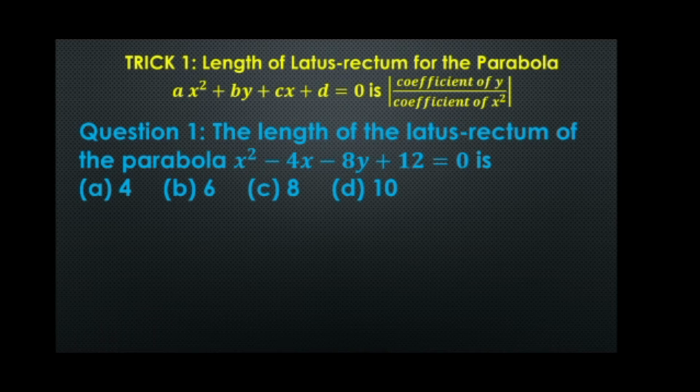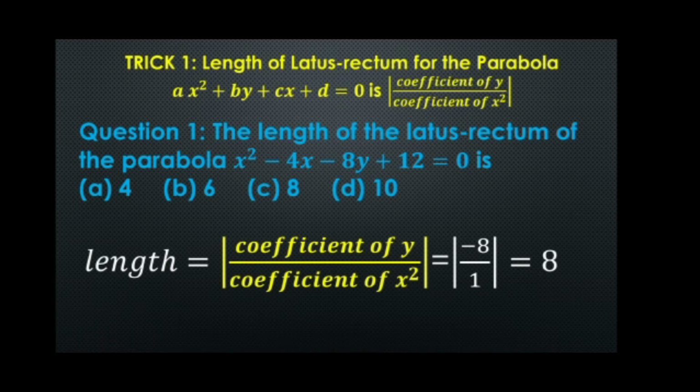For example, the length of the latus rectum of the parabola x square minus 4x minus 8y plus 12 equal to 0. We know that the length of the latus rectum will be modulus of coefficient of y divided by coefficient of x square. Here coefficient of y is minus 8 and coefficient of x square is 1. Therefore, modulus of minus 8 divided by 1, which is 8.